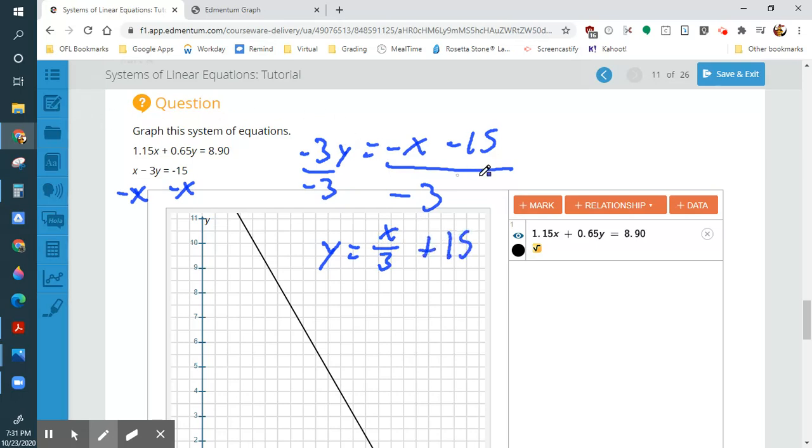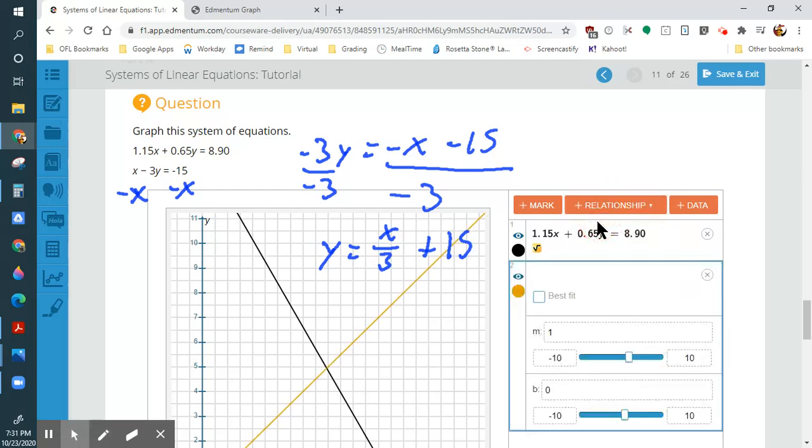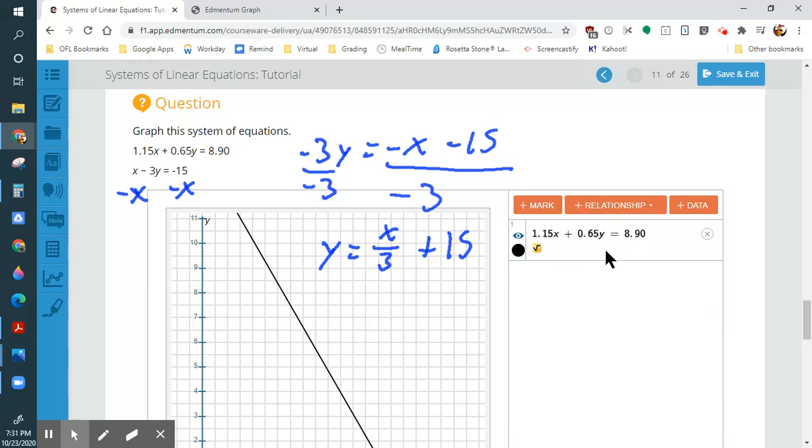So let's see if Edmentum's a little more okay with this formula. I'm going to graph this, go to linear. Oh, not linear. I keep doing that. Well, I guess I could do linear. Oh, I don't want to do linear though, because divided by 3, 1 over 3 is going to be very weird.